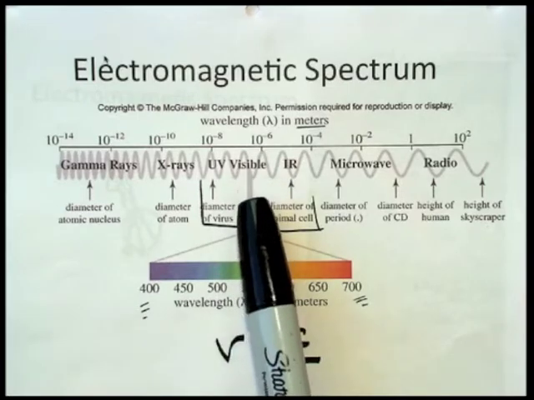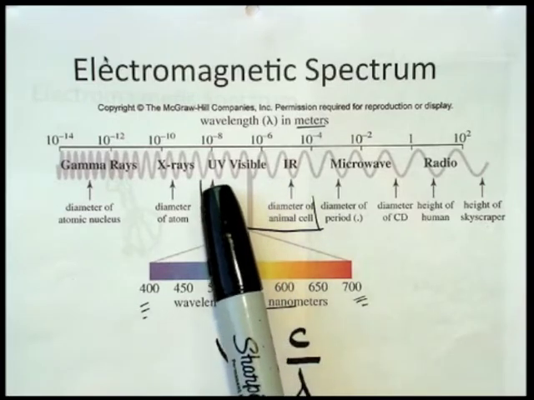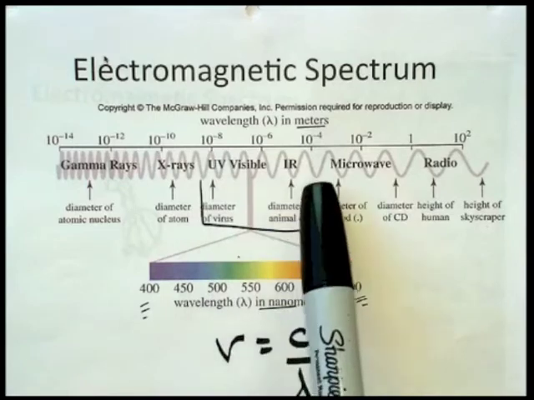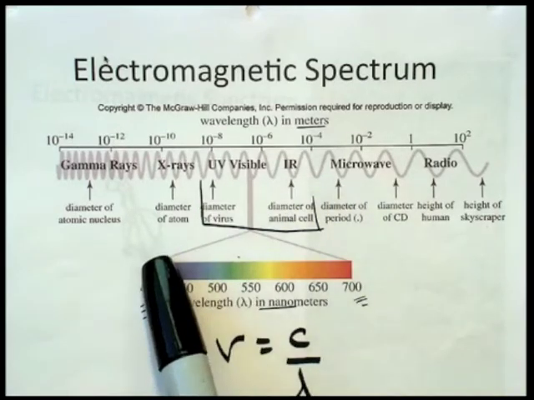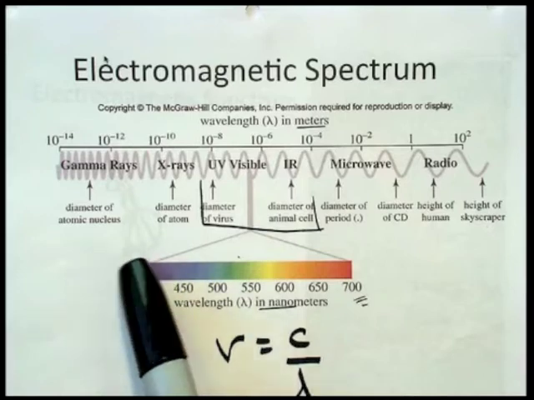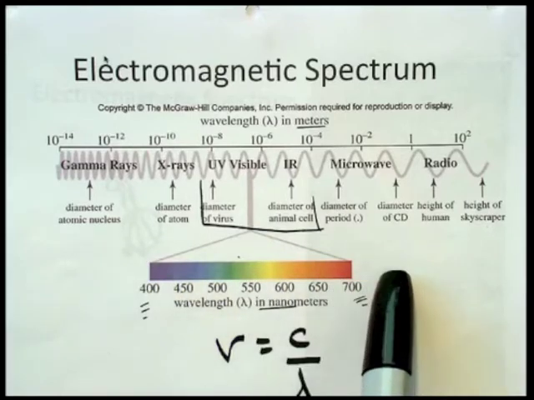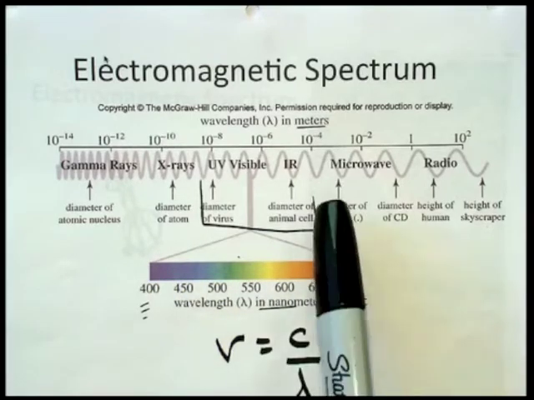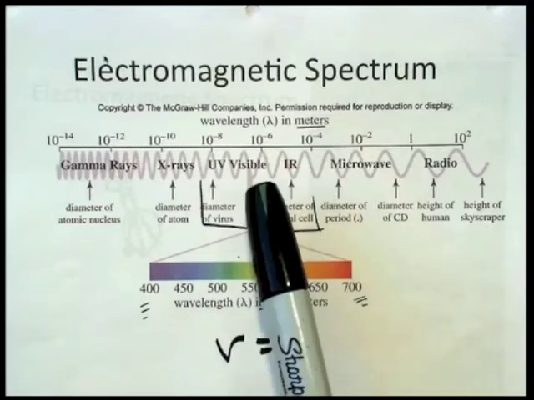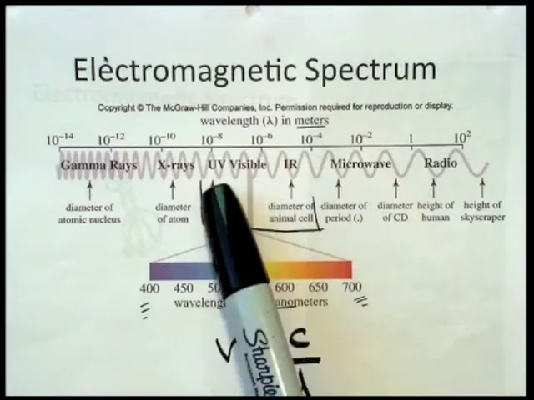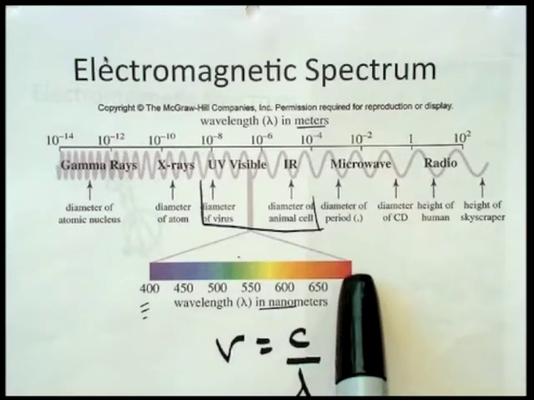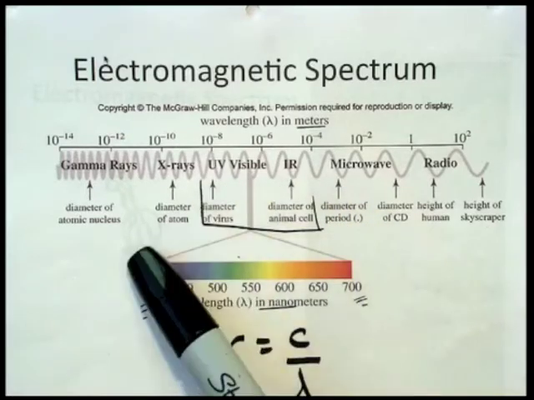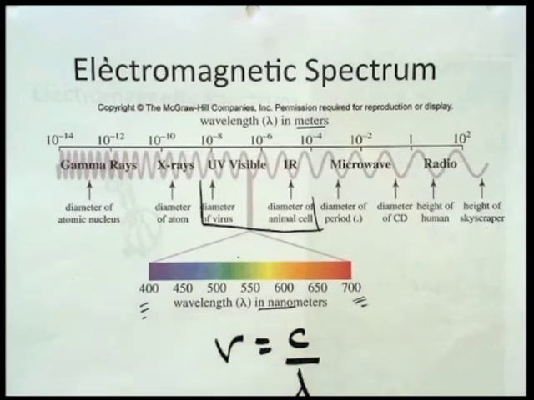We know about visible, but what is to the left of visible is ultraviolet, and what is to the right is infrared. So ultraviolet is more than the violet, and infrared is to the other side of the red. And that's how you can keep in mind which side of the visible spectrum is the ultraviolet versus the infrared. So the infrared is at the longer wavelength range, and the ultraviolet is at the shorter wavelength range.